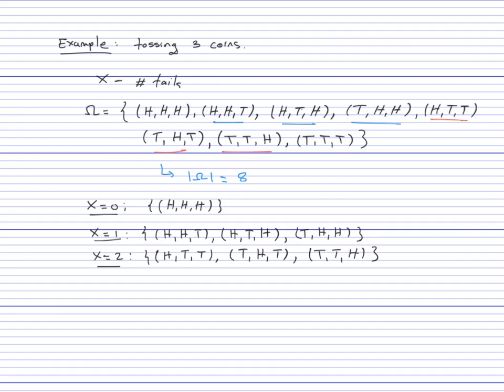Great. What about X equals 3? X equals 3 means that we have exactly 3 tails, which means that there is only one option, the last one: tails, tails, tails. So here is the outcome for X equals 3.